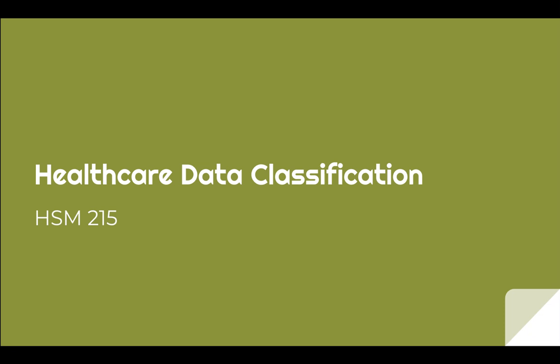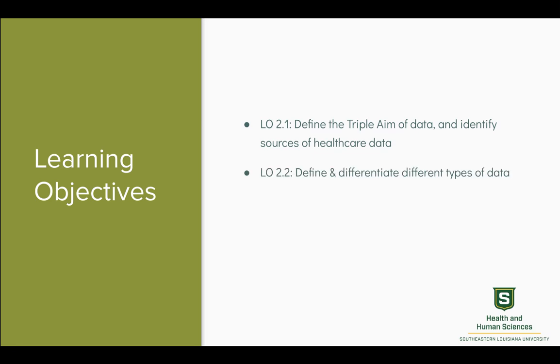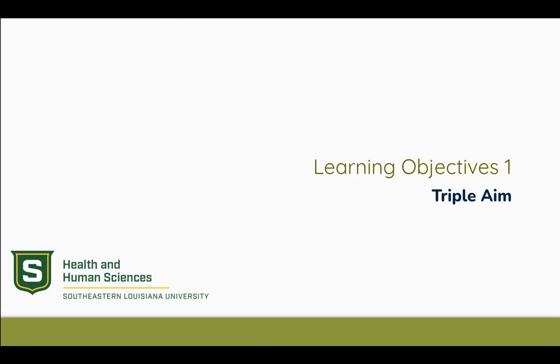For today's class, we are discussing healthcare data classification. So there are three learning objectives. The first is to define the triple aim of data and identify sources of healthcare data. The second is to identify and differentiate different types of data. And then lastly, we're going to identify, define, and differentiate data from population. And then finally talk about the data that we collect. So the triple aim.